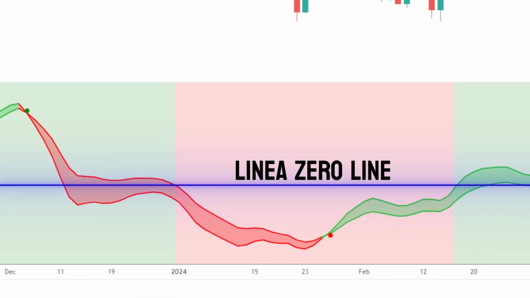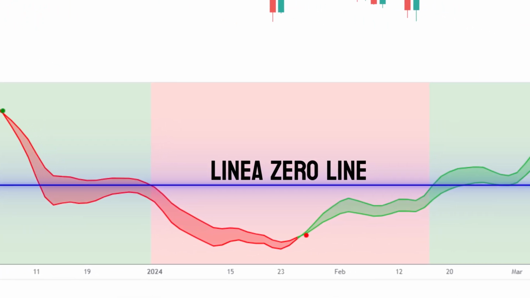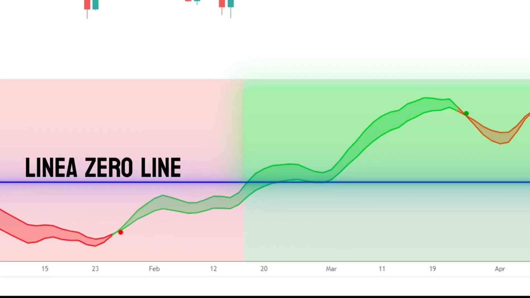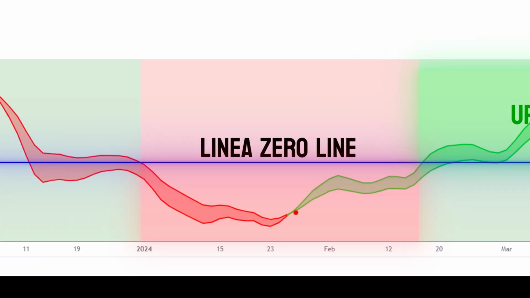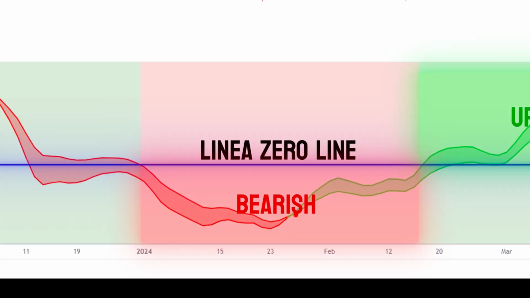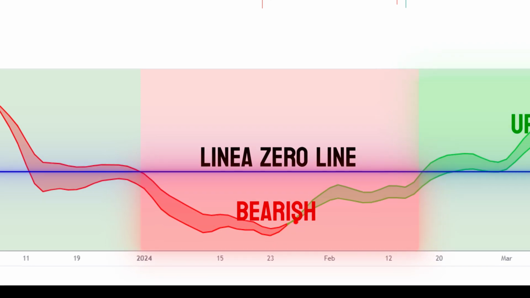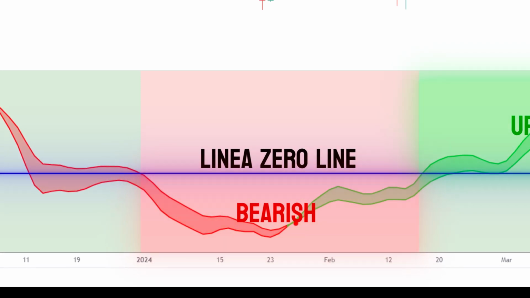The zero line in this indicator represents a zone of neutrality. When the oscillators cross above the zero line, it can be a sign of an uptrend, and the bottom is painted green. Conversely, when these oscillators cross below the zero line, it may be a sign of a downtrend, and the bottom of the indicator is painted red.